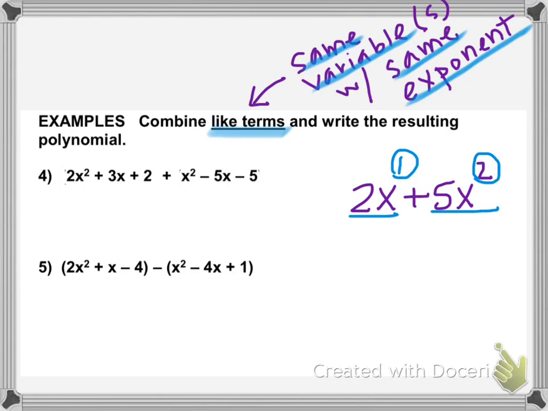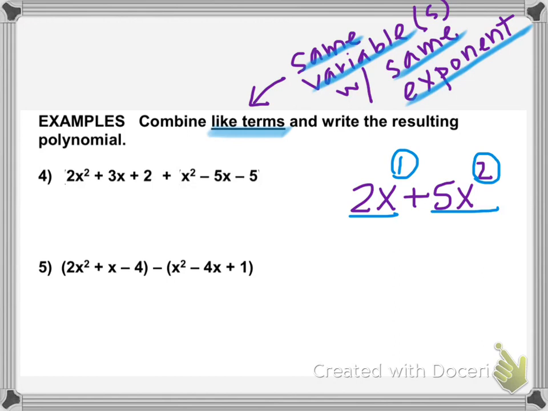So we don't need those parentheses, but let's look at our terms. Altogether, we have 6 terms. 1, 2, 3, 4, 5, 6. Now, I want you to also remember that the sign in front of the term goes with the term. So, let's look and see if we have any terms that are like.